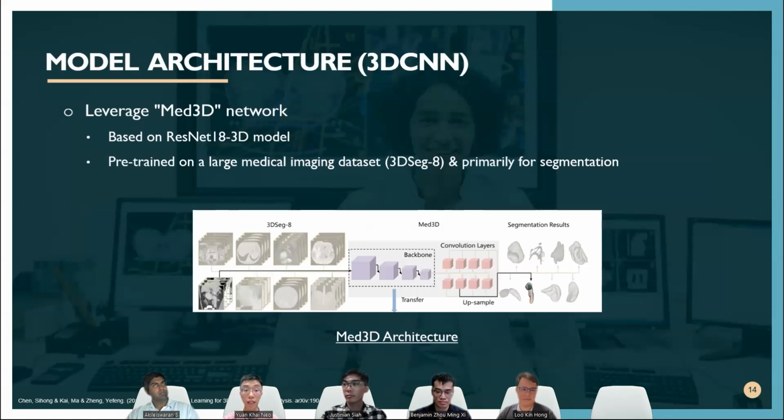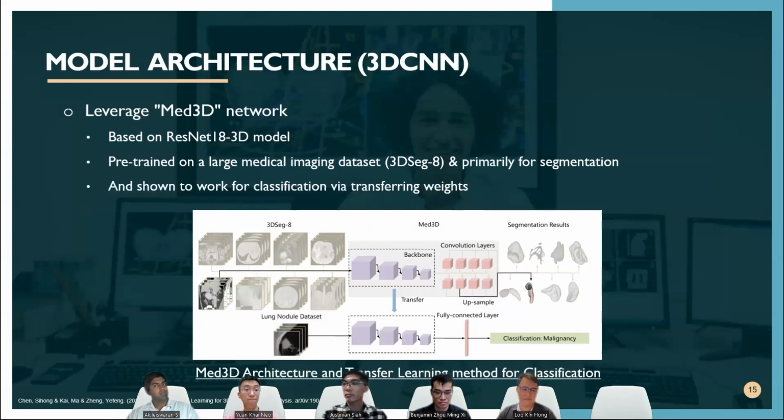This Med3D team has actually trained their model on a large medical imaging dataset, and the model was specifically designed to be used for segmentation purposes. The authors of the Med3D paper also showed that it was possible to do classification by transferring the weights from the Med3D model into a ResNet 2D, into a different ResNet model and training it on a different dataset. Was this the inspiration for your own 3D model also?